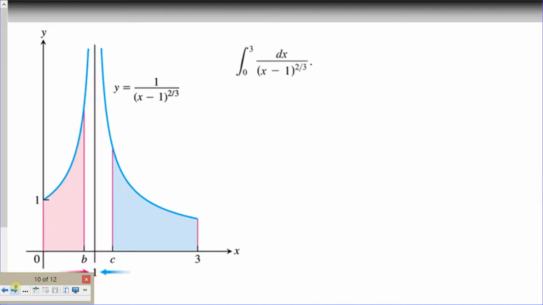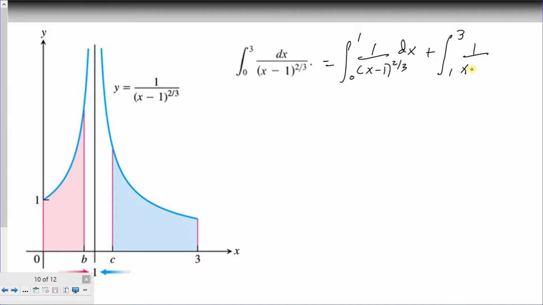And there is one last integral in which we see a vertical asymptote, both going to infinity at x equal 1. And we want to first look at going from 0 to 1 of 1 over x minus 1 to the 2/3 power dx plus the integral from 1 to 3 of 1 over x minus 1 to the 2/3 power dx.